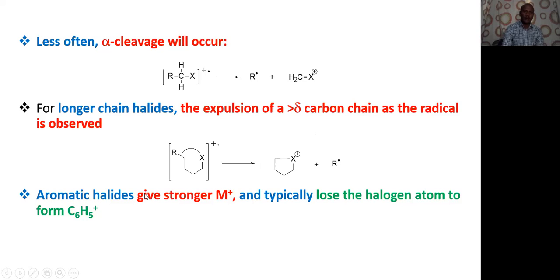Next you have aromatic halides. With aromatic halides, you generally observe the M+ peak, because they are highly resonance stabilized aromatic compounds. Typically you will find loss of the halogen atom to give the aromatic cation, the phenyl cation, at M minus the halogen.